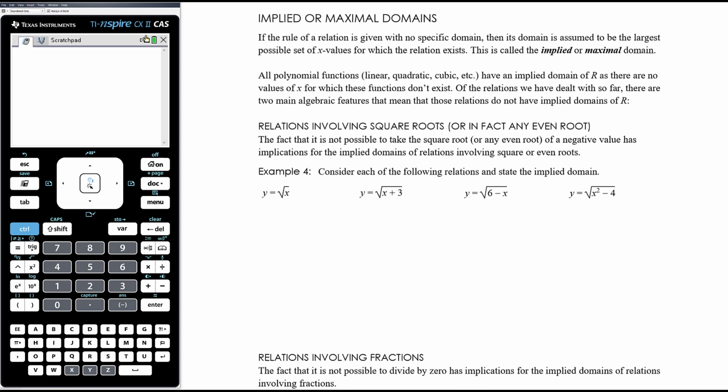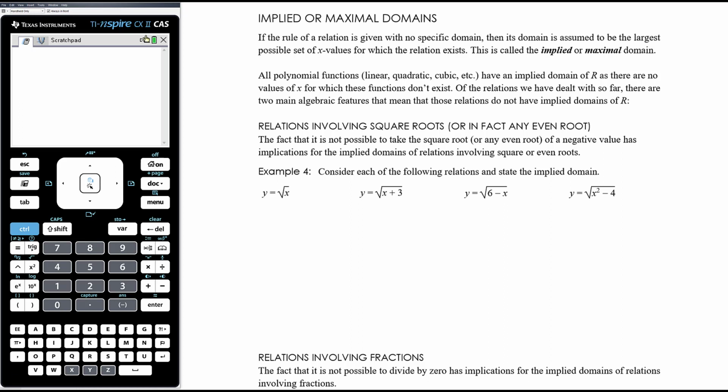Last thing we want to talk about in this video is the idea of an implied or a maximal domain. So if the rule of a relation is given with no specific domain, then its domain is assumed to be the largest possible set of x values for which that relation exists. And that's called the implied or maximal domain of that function. All polynomial functions, linear, quadratic, cubic, quartic, etc., have an implied domain of R. Easy. Since there's no values of x for which these functions don't exist.